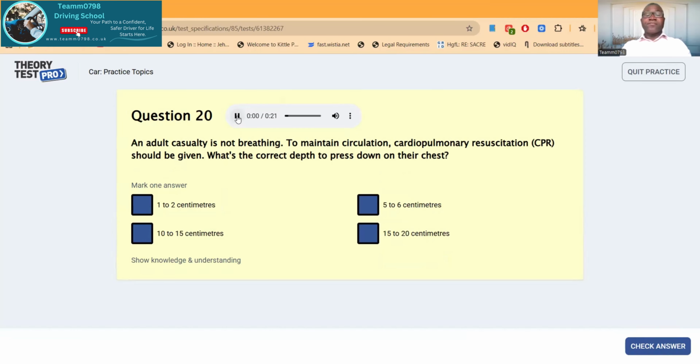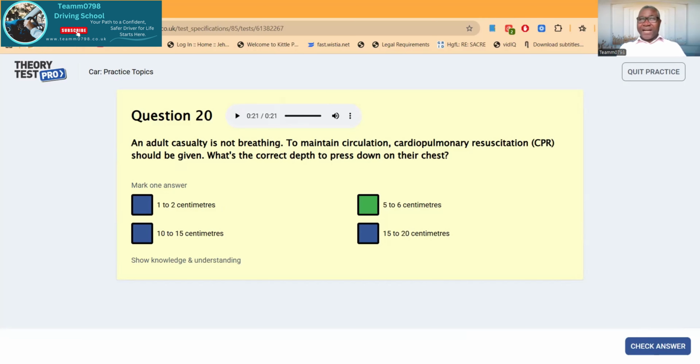An adult casualty is not breathing. To maintain circulation, cardiopulmonary resuscitation, CPR, should be given. What's the correct depth to press down on their chest? 1 to 2 centimeters, 5 to 6 centimeters, 10 to 15 centimeters, 15 to 20 centimeters.